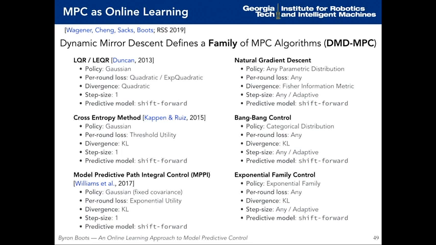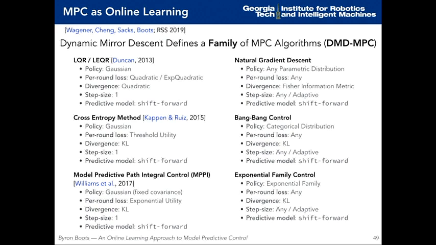So just to summarize, dynamic mirror descent and using it in this model predictive control framework basically uses online learning as a framework for understanding MPC. It shows how classic MPC algorithms are related to one another, and also provides a prescriptive method for designing new MPC algorithms. You can do things like use a Laplace distribution if you want samples which are from a wider tail distribution, and you can vary the step size.